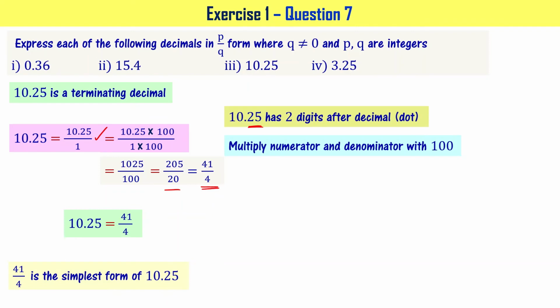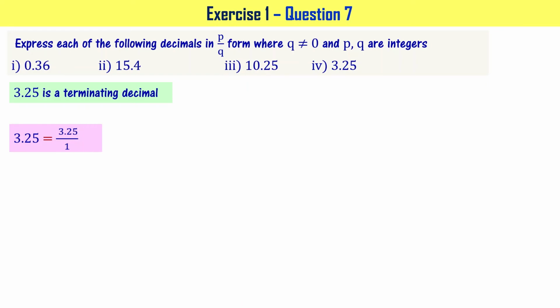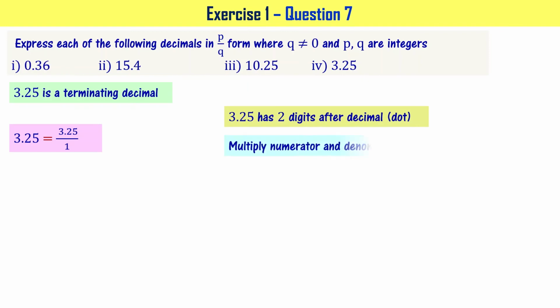In other words, 41 by 4 is the rational form in its simplest form, equivalent to 10.25, right? Now let's go to the last part of the problem, that is 3.25. It is also a terminating decimal. It can be written as 3.25 divided by 1, right? There are 2 digits after the decimal point. That's why we are going to multiply both numerator and denominator by 100.